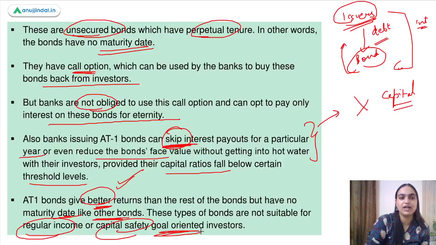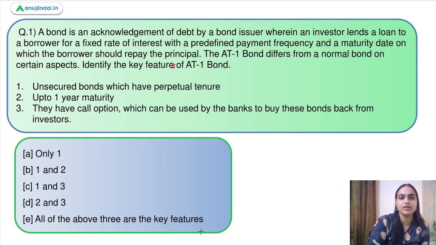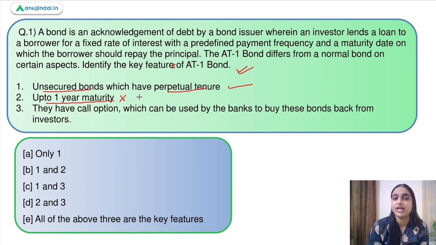So, if I move back to the question now, we had to identify the correct key features of AT-1 bonds. So, they are unsecured bonds, perpetual in nature, this is correct. They have up to 1 year maturity, no, they are perpetual in nature as mentioned over here. So no maturity of 1 year, okay. Then they have a call option which can be used by banks to buy these bonds back from investors. Yes, there is an option. So first and third are the features. That way the answer is option C.